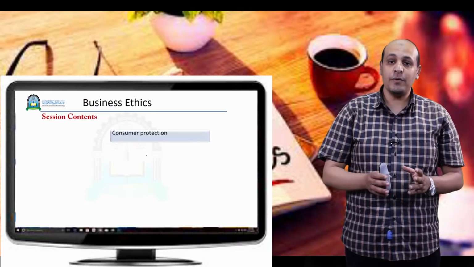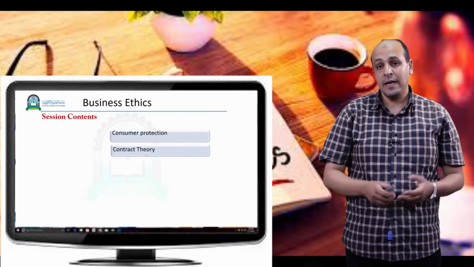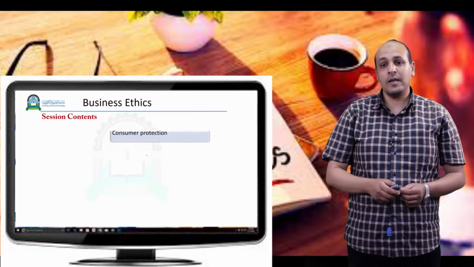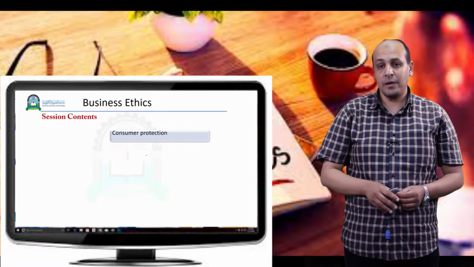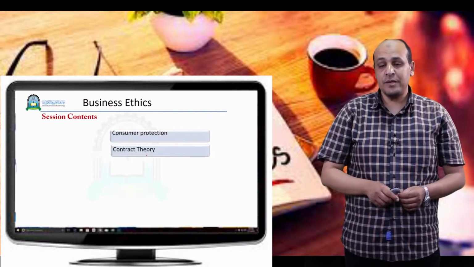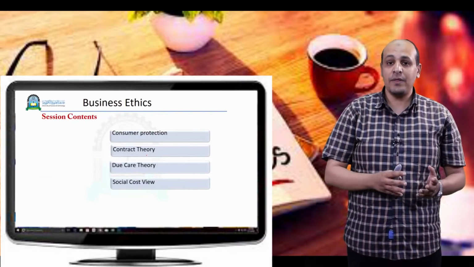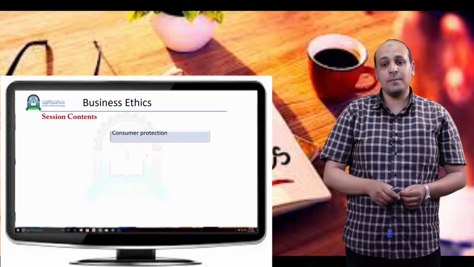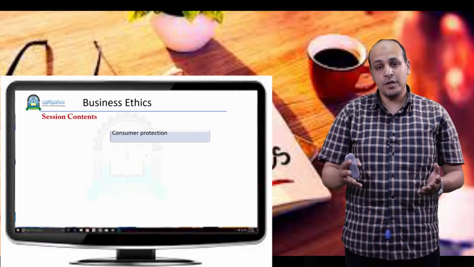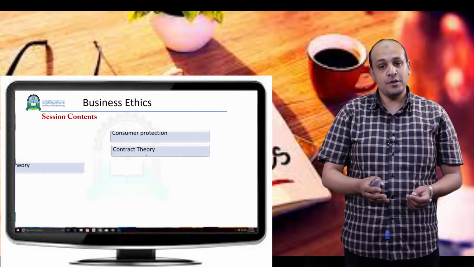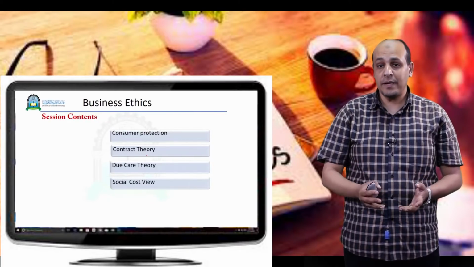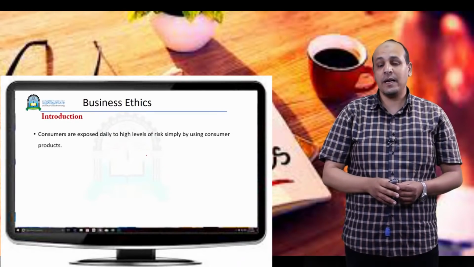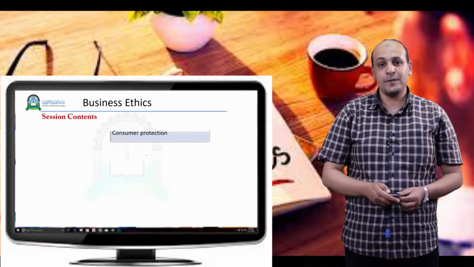And also we need to know the different points of view of those manufacturers and factories. Students should also be able to explain the contract theory. We will also talk about several critics of the contract theory. And then students should be able to understand the due care theory as one of those theories established for the sake of consumer protection. We will also talk about the social cost view, which is another theory developed for that kind of purpose. Students should also be able to discuss several critics of the social cost view. And the last outcome here is evaluating the advertising effects and ethics.